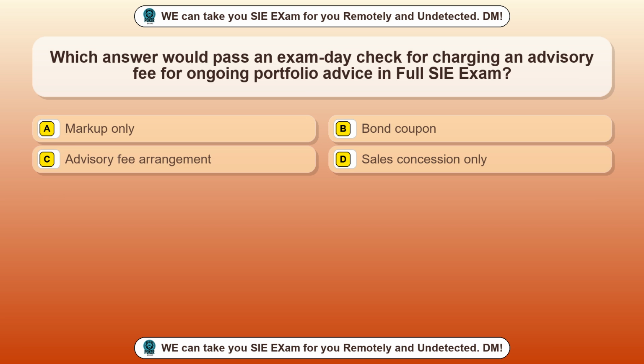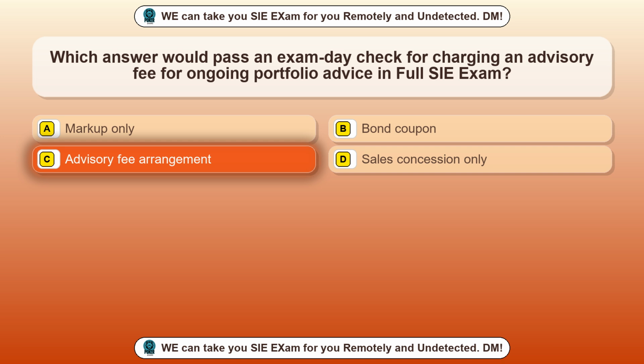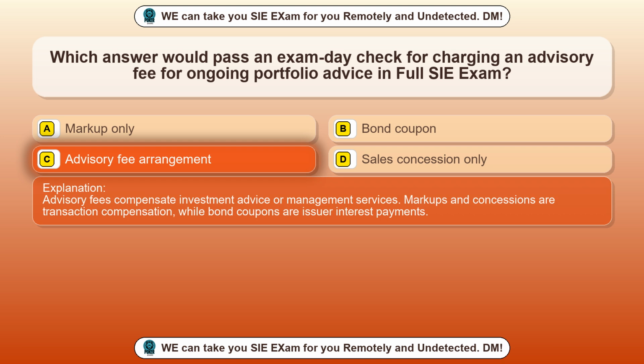Question 4. Which answer would pass an exam day check for charging an advisory fee for ongoing portfolio advice in the full SIE exam? Option A, markup only. Option B, bond coupon. Option C, advisory fee arrangement. Option D, sales concession only. The correct answer is Option C, advisory fee arrangement. Advisory fees compensate investment advice or management services. Markups and concessions are transaction compensation, while bond coupons are issuer interest payments.